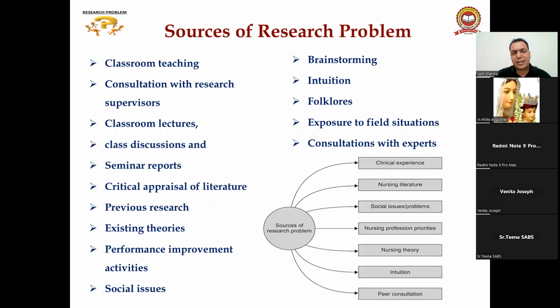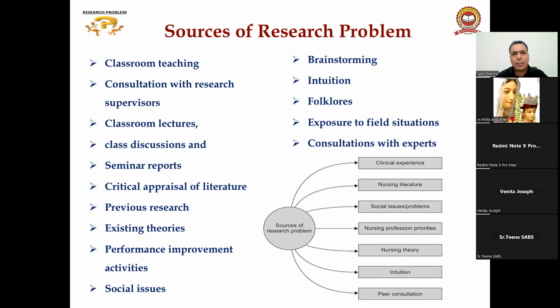Now the question arises, what are the sources of a research problem, a research topic? There are so many sources of a research problem. Classroom teaching, there are a lot of problems in classroom teaching. It can be a defective method of the teacher. It can be a problem of the student also. It can be a problem of the syllabus also, the seating capacity, the light, the noise. There are so many problems that can come up in classroom teaching. So being a teacher and principal, it is your duty to find out that problem and to provide the solution.